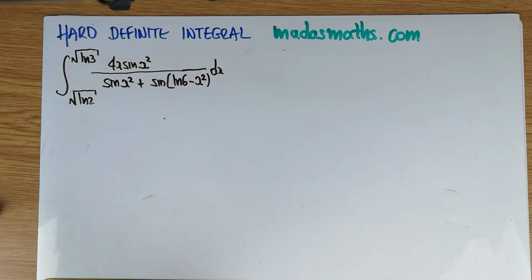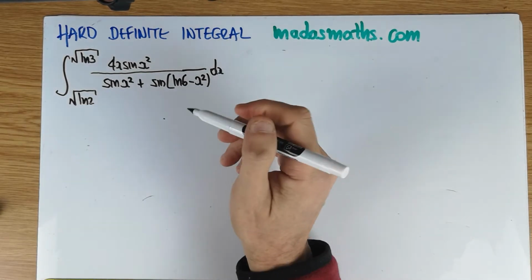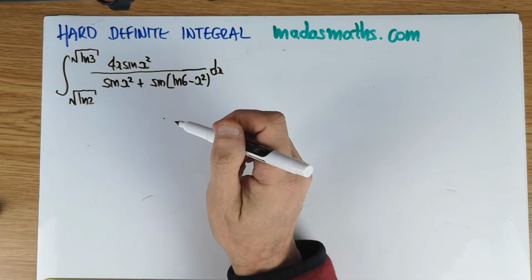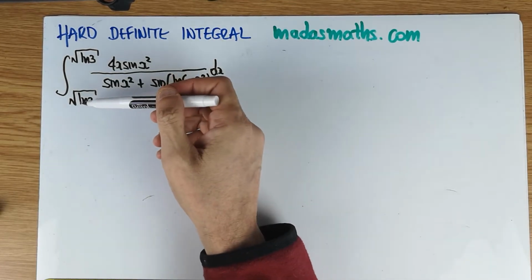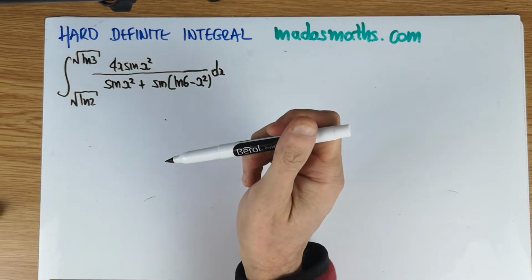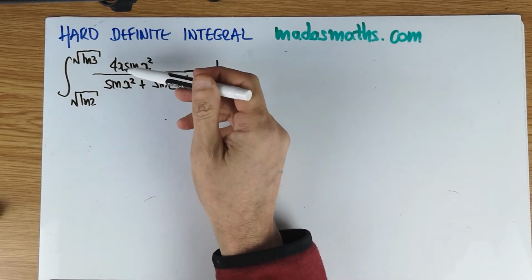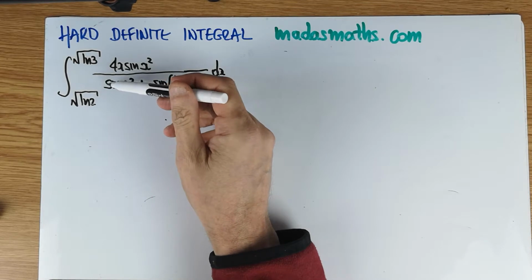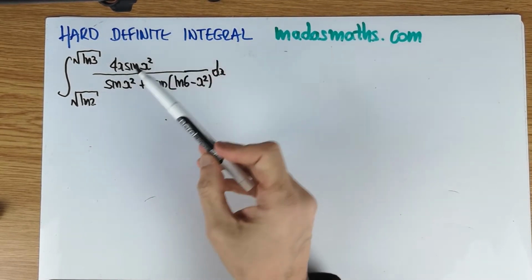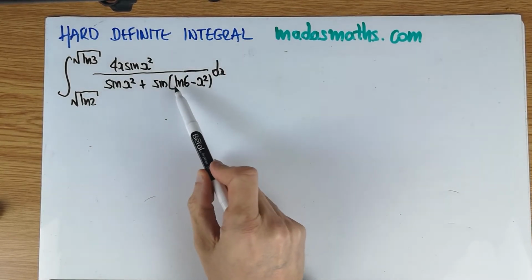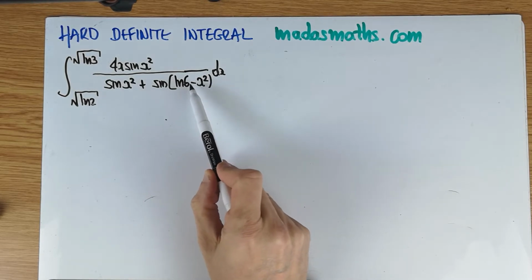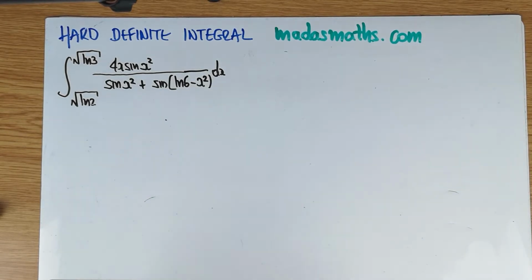And let's look at this integral here. Looks menacing, looks quite disgusting really. Definite integral from the square root of log 2 to the square root of log 3. And the integrand is 4x sine of x squared, over the denominator sine of x squared plus the sine of the argument, which is the log of 6 minus x squared.